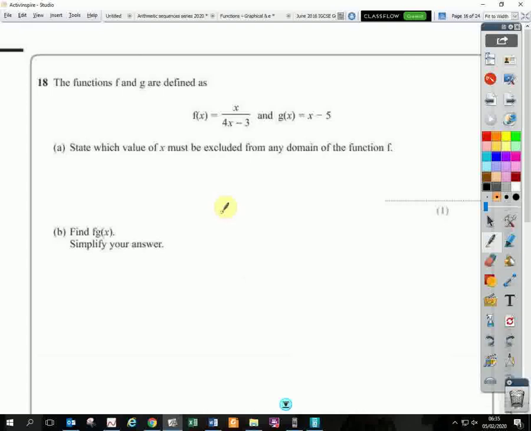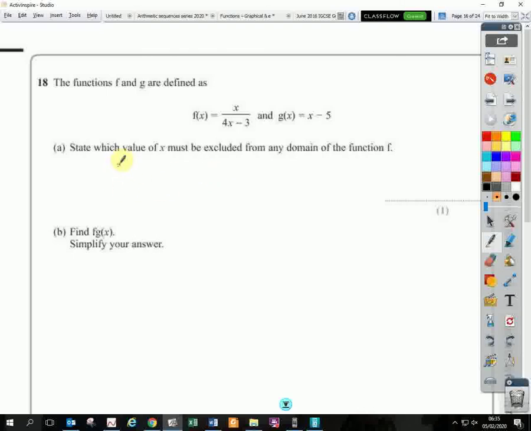Next question, functions. State which value of x must be excluded from any domain of the function f. Right, there is a fact in maths that you cannot divide by 0. That's illegal in mathematics. You cannot divide by 0. So, you need to think, what value of x in the denominator would produce a denominator of 0.